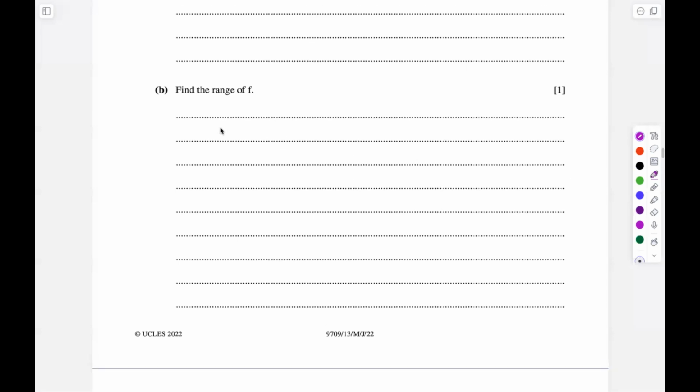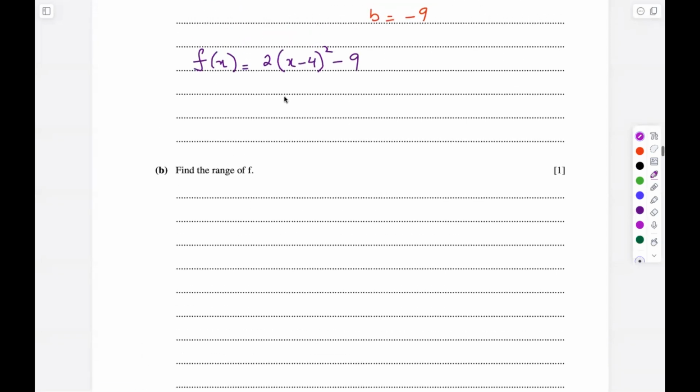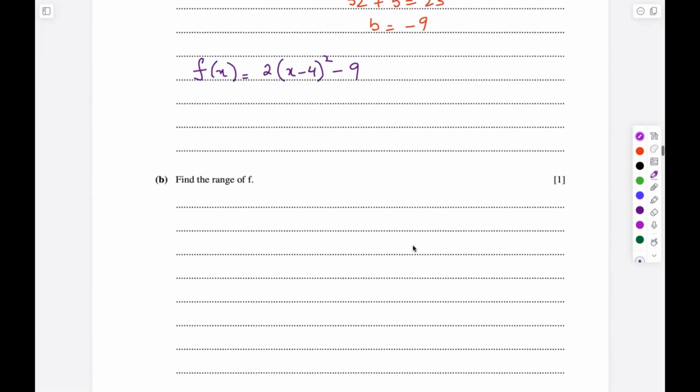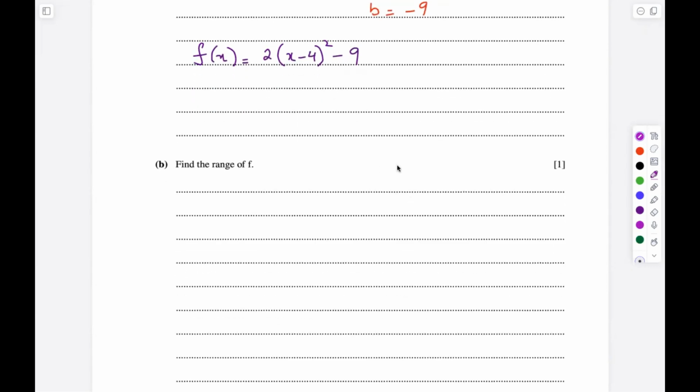In part B, we have to find the range of f. From the original function, which we converted to the form 2 into (x minus 4) whole squared minus 9, we know that the coordinates of the turning point are 4 and minus 9. So marking the turning point on the x and y axes, let's say this point is 4 and this point is minus 9. The quadratic graph would be made like this, with the turning point at (4, minus 9).